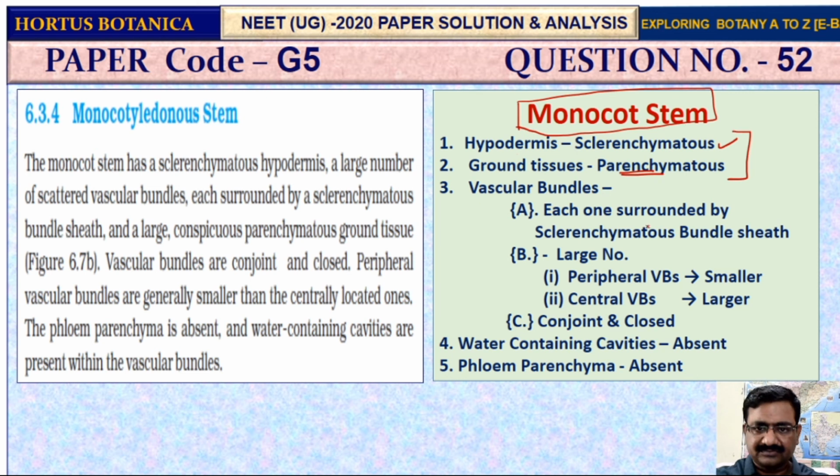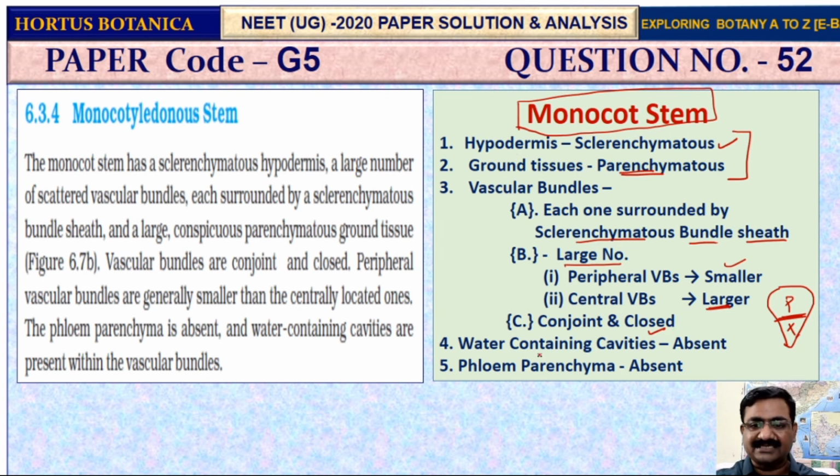Now, second, vascular bundle. As I told you, each vascular bundle is surrounded by a sclerenchymatous bundle sheath. Vascular bundles are large in number; peripheral ones are smaller, and towards the center the larger vascular bundles will be there. There is no vascular cambium, so it is closed. And the position, as I told you, upper layer is phloem, lower layer is xylem, that's why conjoint. No vascular cambium, so it's closed. So this is also a characteristic of the monocot stem.